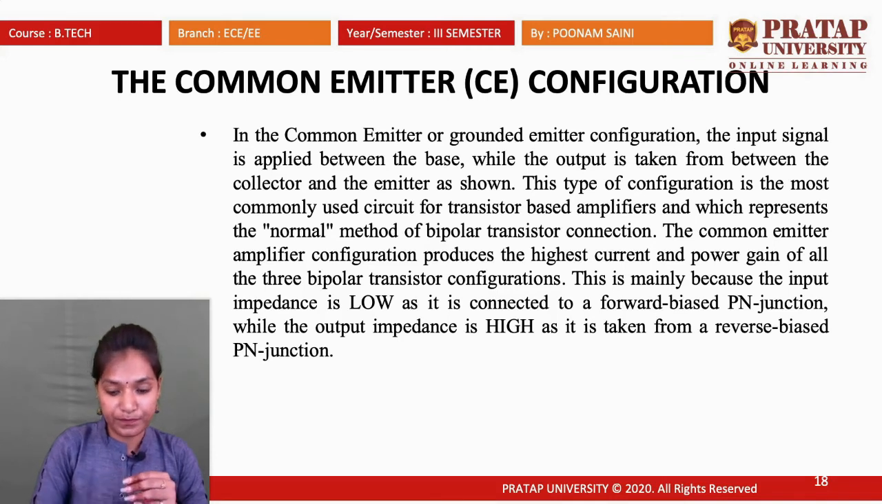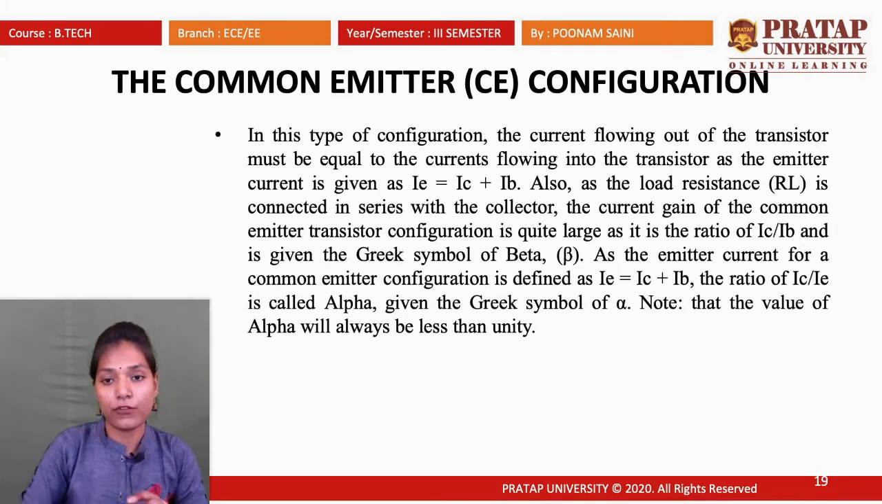So the next is, in this configuration, the current IE, the current at the emitter, is equal to the current at the collector plus the current at the base. This is going to be added: collector current and base current added equals the emitter current. The current flowing out of the transistor must be equal to the current flowing into the transistor in a common emitter configuration.